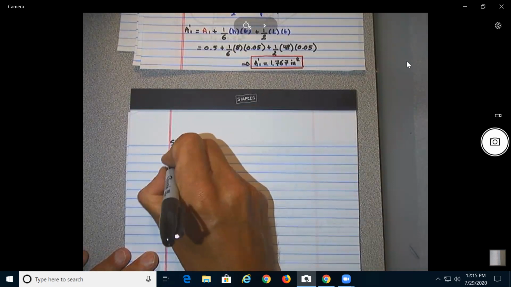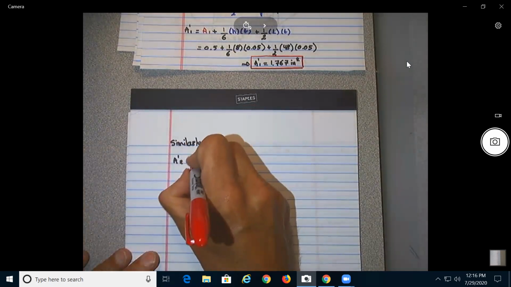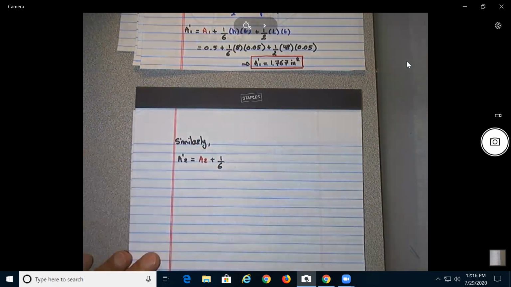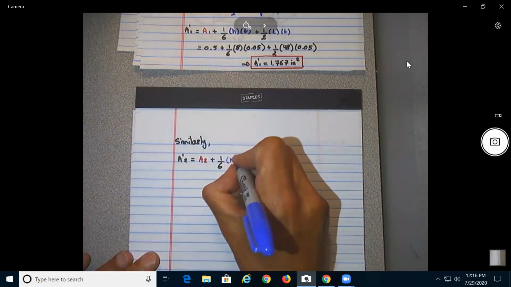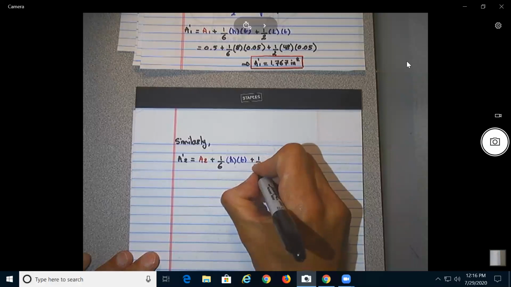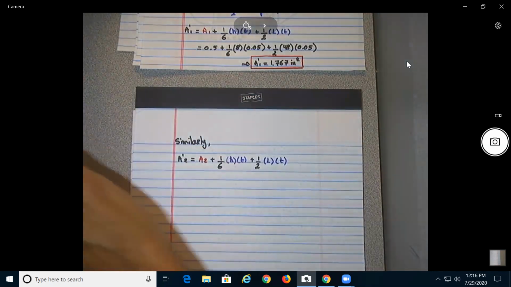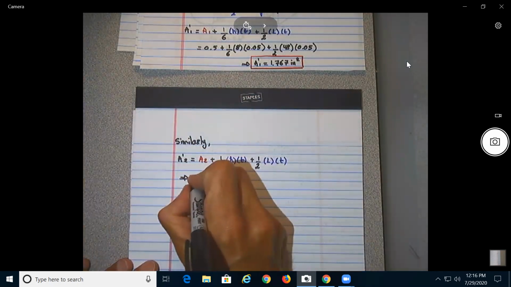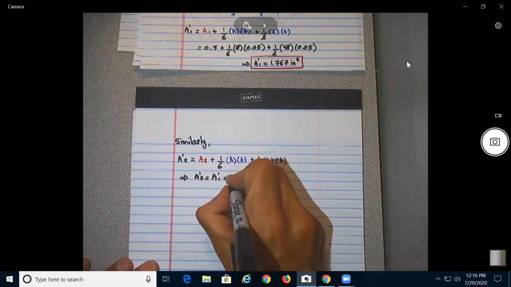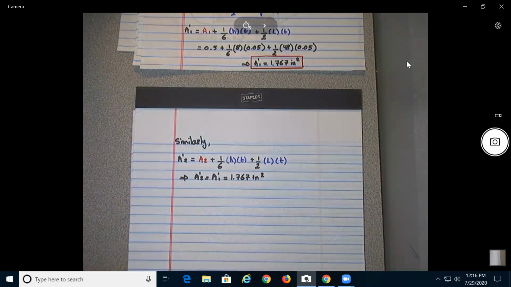You will have what? A prime 2 will be equal to A2, so it would be exactly the same expression plus 1/6 H times T plus 1/2 L times T. Okay, so in other words, we're gonna have here A prime 2 will be equal to A prime 1, which is equal to 1.767 inch square.